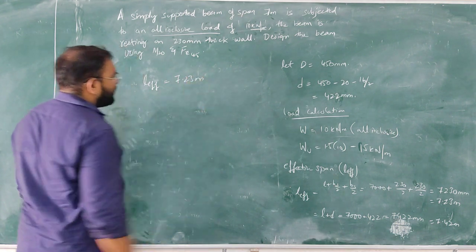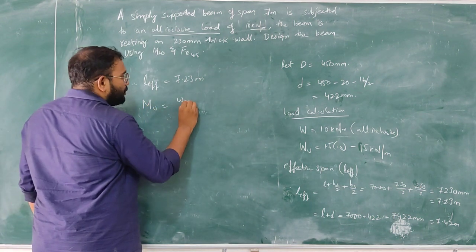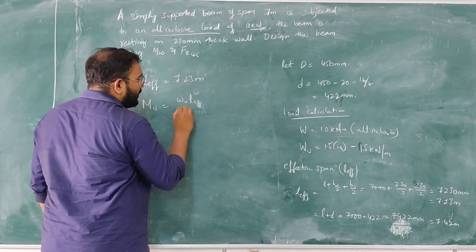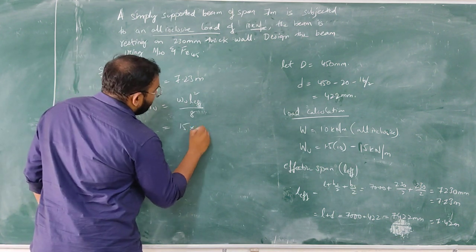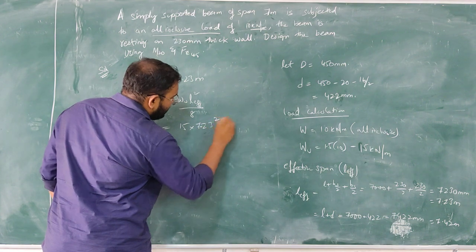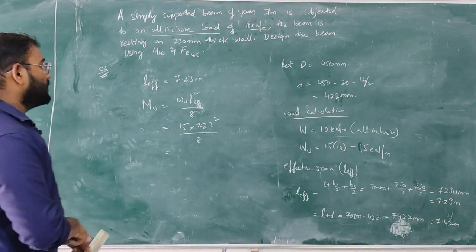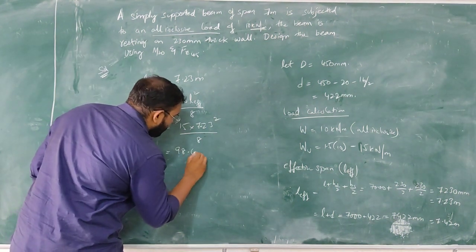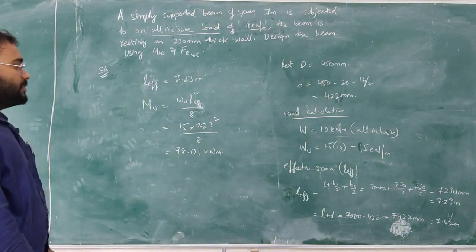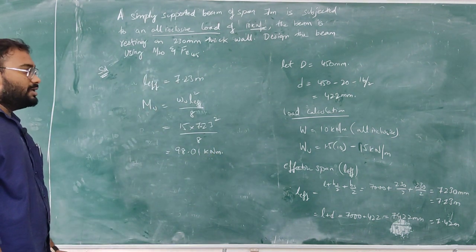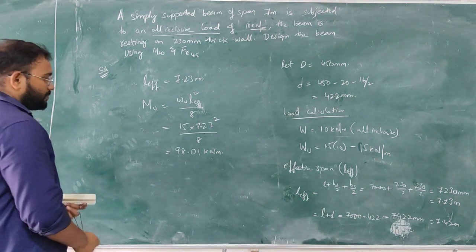7.23 meter. Now the next step is you need to calculate the factored moment, Wu L effective square by 8, which is equal to Wu, the factored load, 15 into 7.23 square by 8. Tell me how much this is? 98.01 kilonewton meter. WL square by 8 is the formula. Why? Because this is a simply supported beam subjected to UDL.